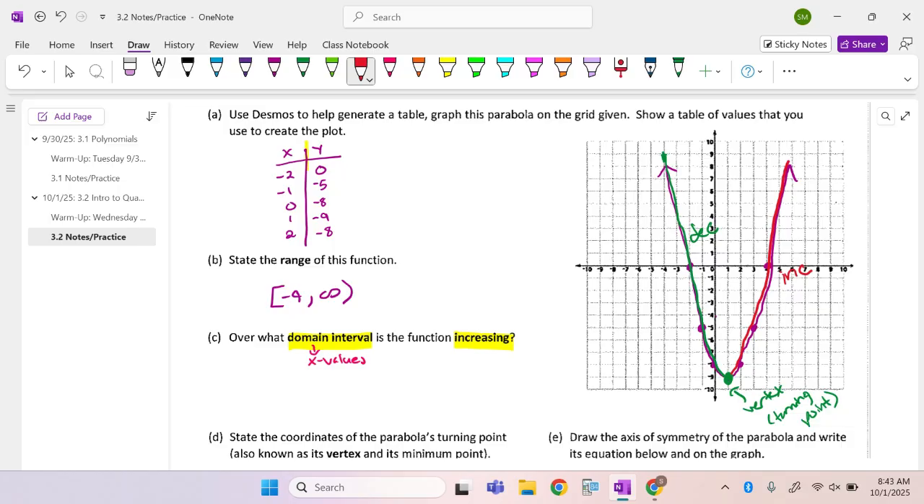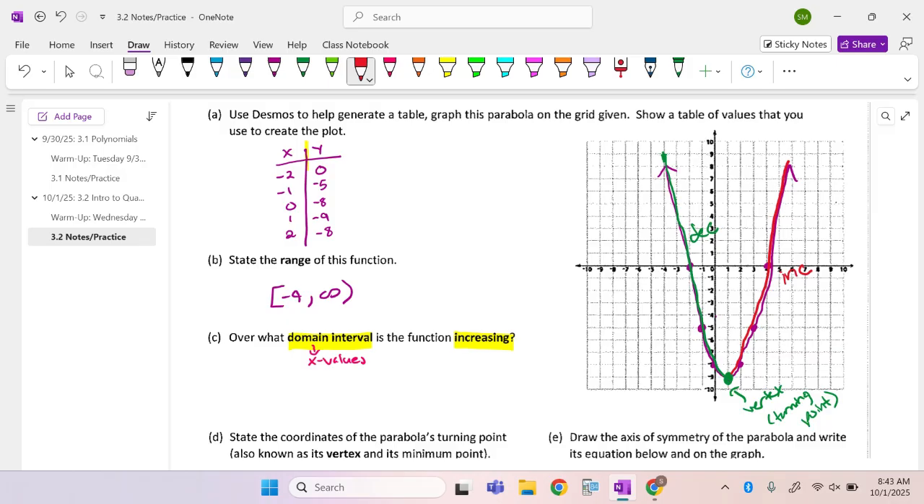So for letter C, it's asking us what's the domain interval that's increasing. So we're looking at the red part that we just highlighted. So that's what you do. You always go from left to right because it's x's only. So you start with the leftmost point, run your pencil along the graph, ask yourself, am I going down or up? Hit the turning point, go in the opposite direction. All right, does that make sense?